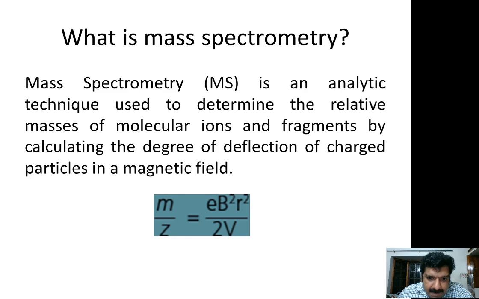The basic equation behind the principle of mass spectrometry is given as mass by charge ratio, where Z is the charge, m/Z is equal to E into B square into R square divided by 2V, where E is the charge of the electron, B is the applied magnetic field strength, R is the radius of curvature of the instrument, and V is the voltage applied.